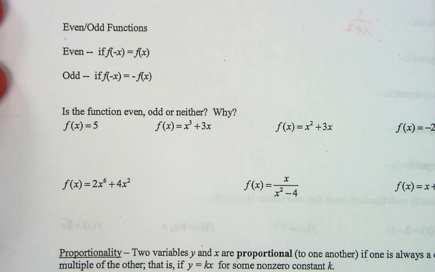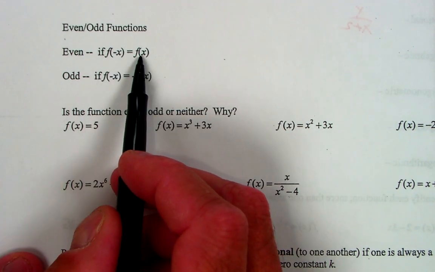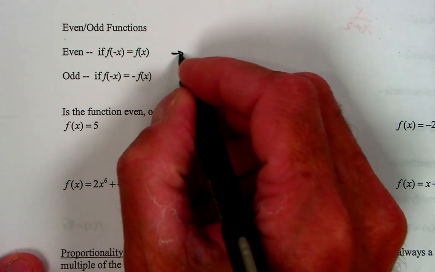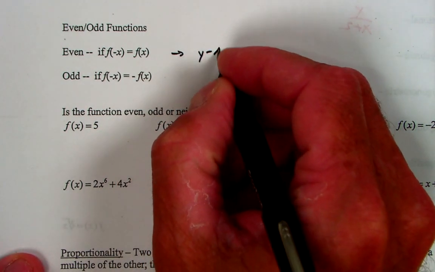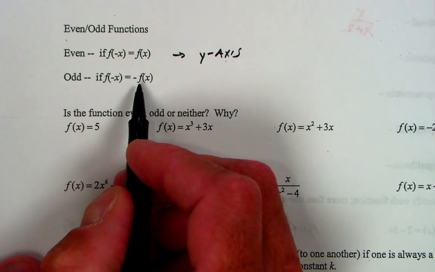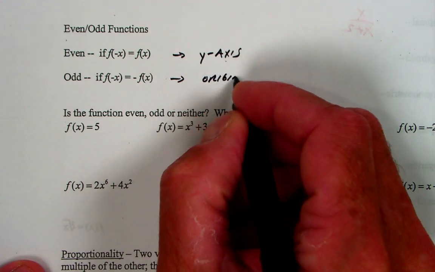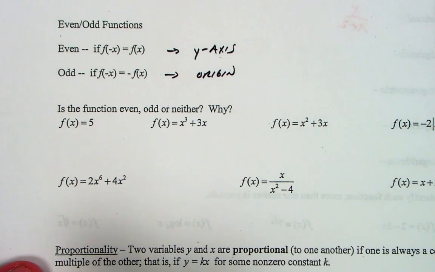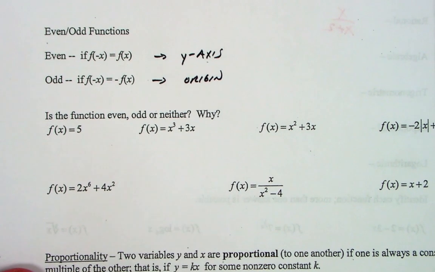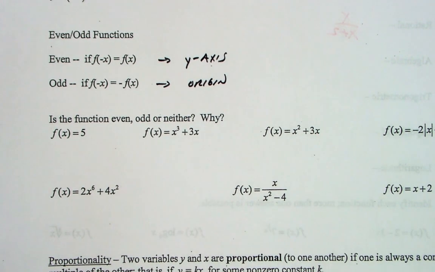Odd and even functions. Plug in the opposite and it doesn't change anything. That gives you a y-axis symmetry. Plug in the opposite and it gives you an opposite result. That gives you origin symmetry. And then the tests of all these. Okay? Are they odd or even? Let's just pick one.